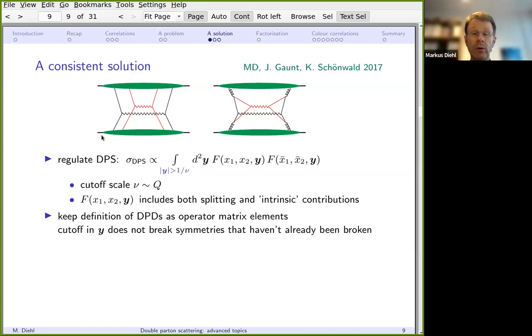That is good if you want to keep connection with QCD as a field theory, because I told you DPDs can be defined as operator matrix elements. If I were to say, okay, let's take out the part of these DPDs that comes from a parton splitting, I don't even know how to formulate that in terms of operators. And at the very least, I would have to create a terrible mess in my definition if I wanted to exclude the parton splitting from the DPDs, so we never tried.